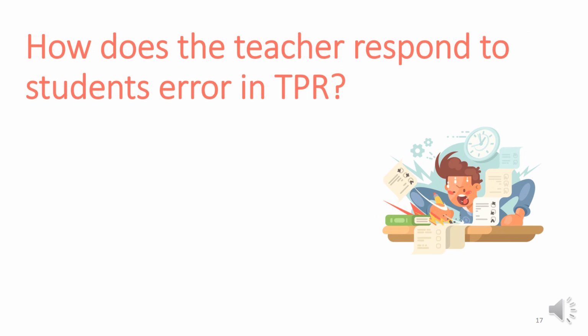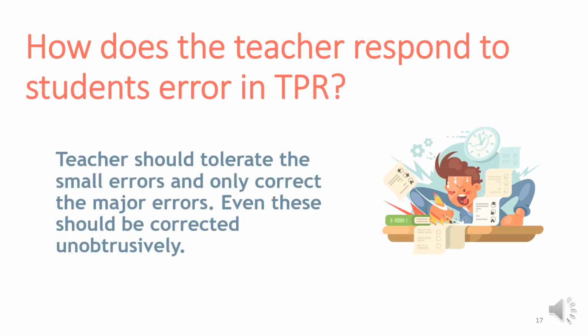How does the teacher respond to students' errors in total physical response? It is expected that students will make errors when they first begin speaking. Teachers should be tolerant of them and only correct major errors. Even these should be corrected unobtrusively. As students get more advanced, teachers can fine-tune and correct more minor errors.